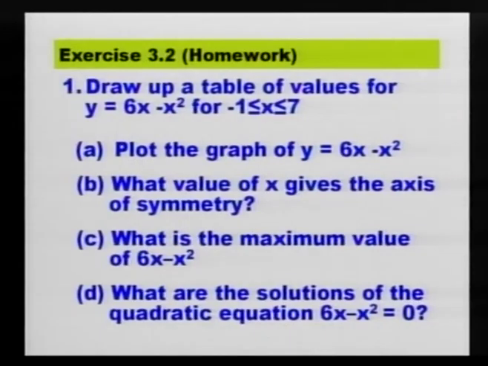Draw up a table of values for y equals 6x minus x squared, for x between minus 1 and positive 7. If you plot the graph correctly, what value of x gives the axis of symmetry? Kila? 3. X equals 3.